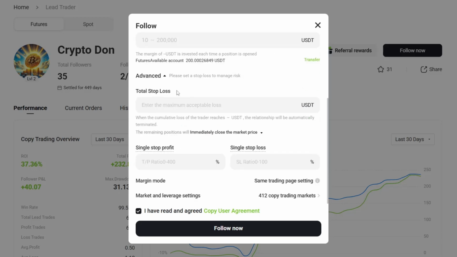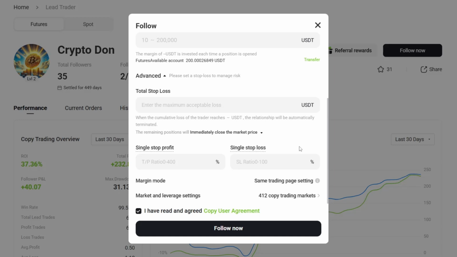Total stop loss is the maximum combined loss we're willing to accept while copying the trader. If that total stop loss is hit, the relationship with our trader will be automatically terminated. Under this, we have single stop profit and single stop loss. These settings apply to each copy trade individually. They can close our position before the lead trader closes theirs.